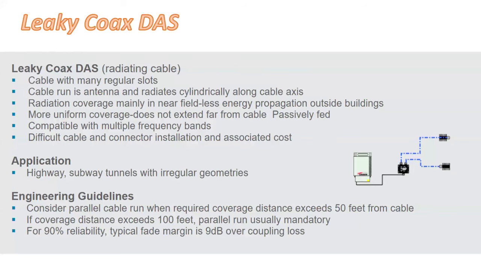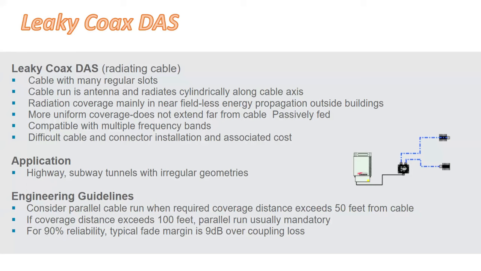Again, a leaky cable is also known as a radiating cable, and this is a cable with many regular slots distributed along the cable. The cable run is the antenna and it radiates cylindrically along the cable axis. The radiation coverage is mainly in the near field, and hence less energy tends to propagate outside the building compared to a traditional antenna. Also, a leaky cable tends to have more uniform coverage, but the coverage doesn't extend very far from the cable. Generally, leaky cable is passively fed and is compatible with multiple frequency bands.